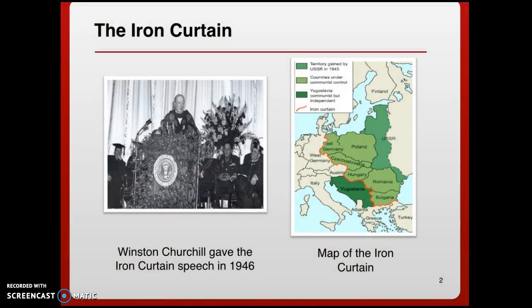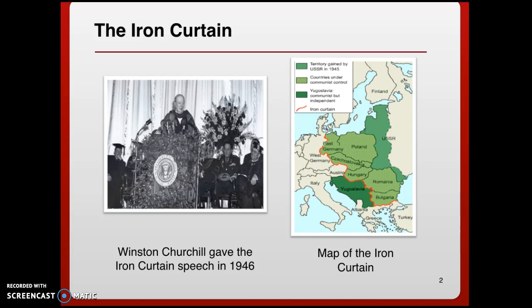In March of 1946, Winston Churchill delivered his Iron Curtain speech. You can see on the slide the map of the Iron Curtain. That red line that heads down the middle indicates the line between communist countries and other territories gained by the USSR in 1945. In your student documents, you have a copy of the Iron Curtain speech.